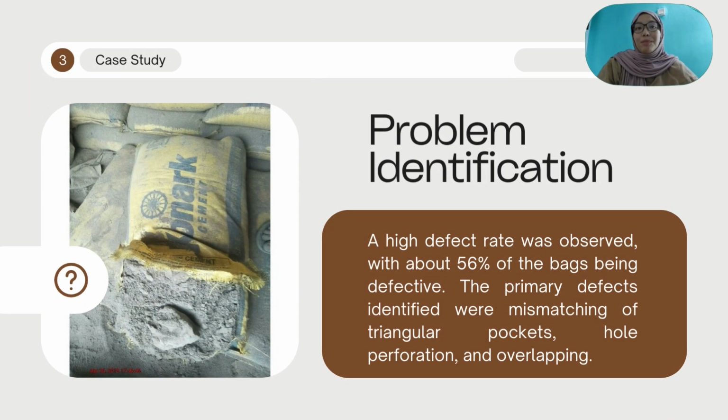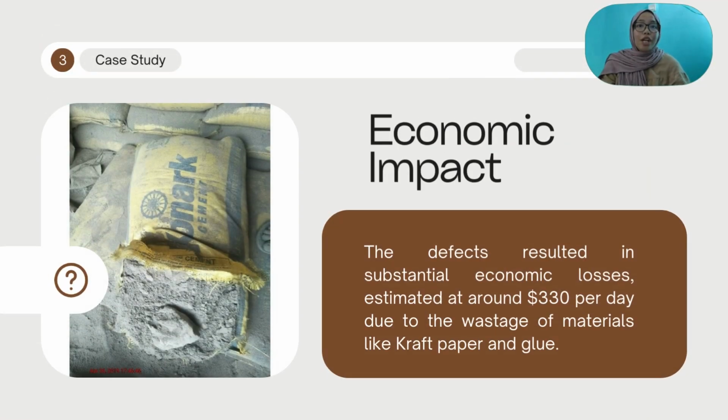The company experienced substantial losses due to a high number of defective bags. The primary defects were identified in bag dimensions and other quality attributes, leading to significant material waste and customer dissatisfaction. The company was losing around $330 daily due to defective cement bags. The main defects include mismatching triangular pockets, hole perforation, and overlapping.